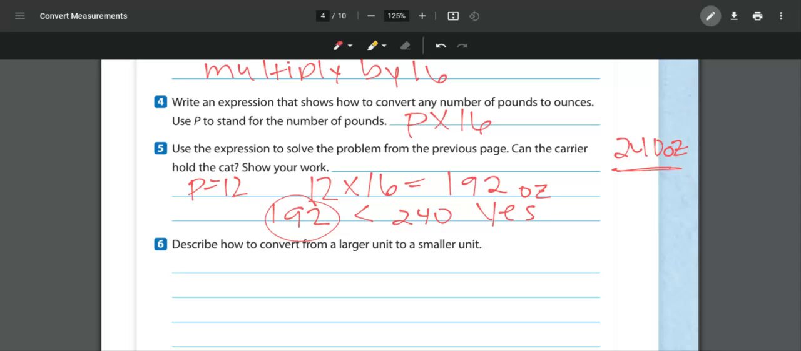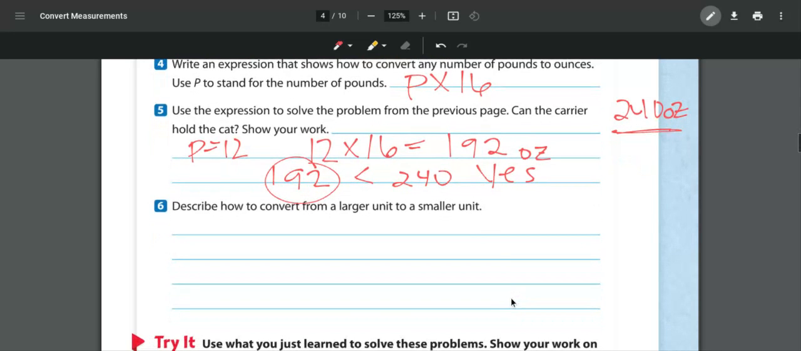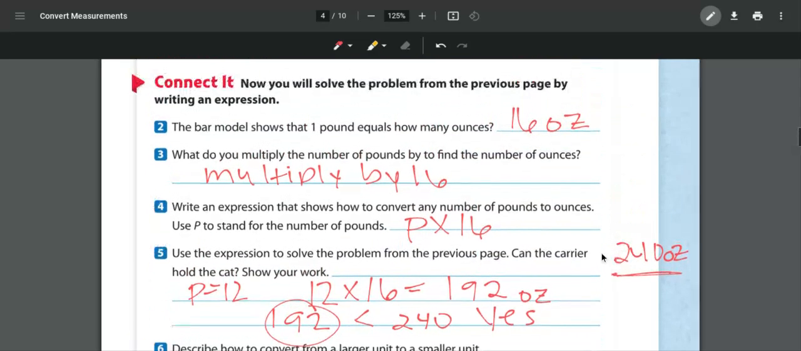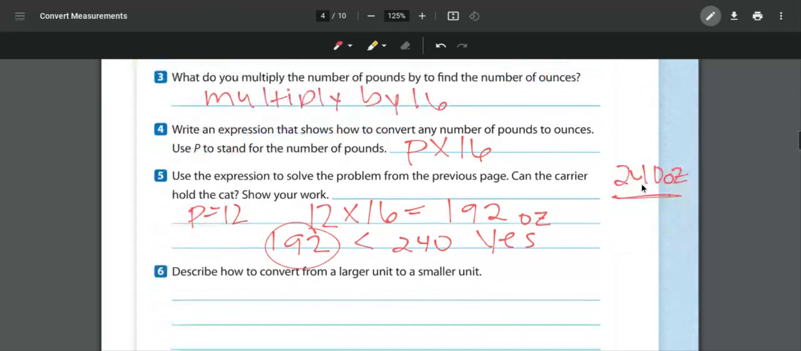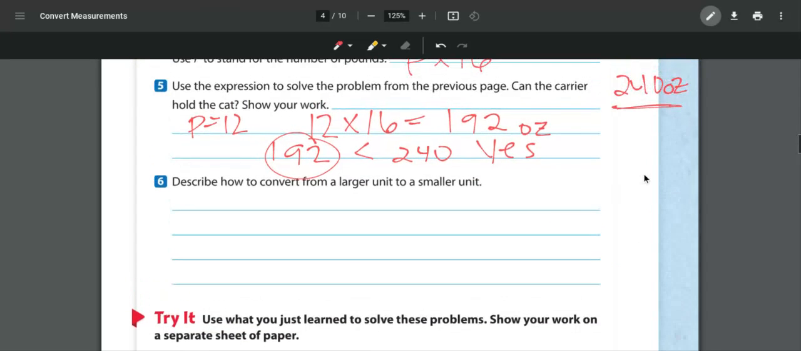All right, number 6. Describe how to convert from a larger unit to a smaller unit. Okay, so go ahead, pause the video and describe how to convert from a large unit to a smaller unit. This is basically just explaining what we did up here. You're just doing what we did up here, down here. So pause the video, explain your answer.